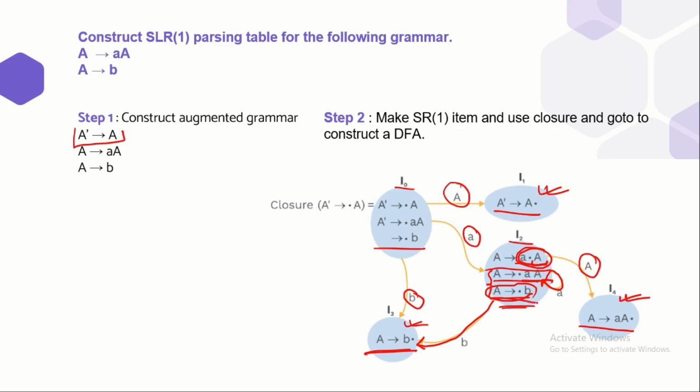Now this production, which is dot B, we have to reduce it. In order to reduce it, we would move to the I3 state. On reducing to the I3 state, we can say that this production is also completely parsed. This is how we create a canonical diagram for our augmented grammar.